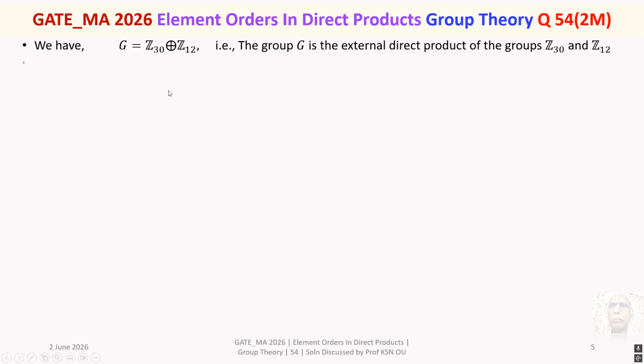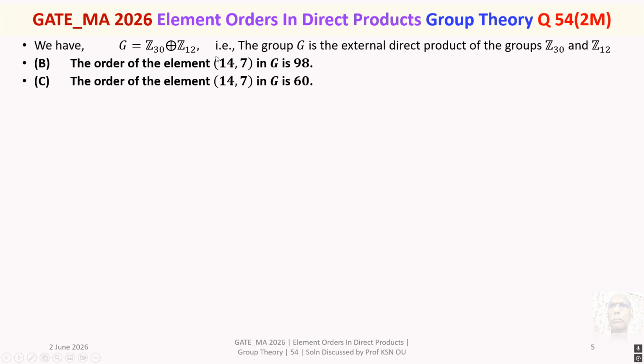Right, we continue our discussion. We call on option B: the order of the ordered pair (14, 7) in G is 98. In option C, it is given as 60. Right. We are required to find the order of the ordered pair (14, 7) in G.